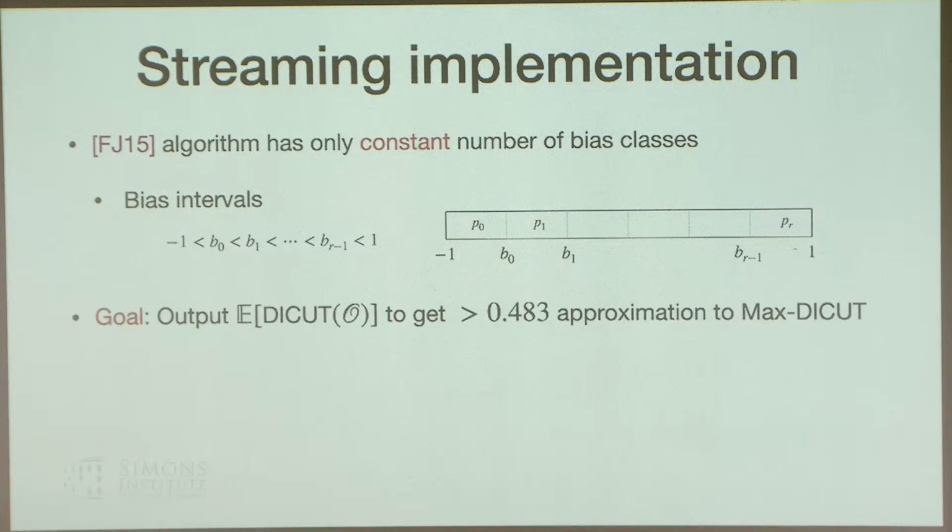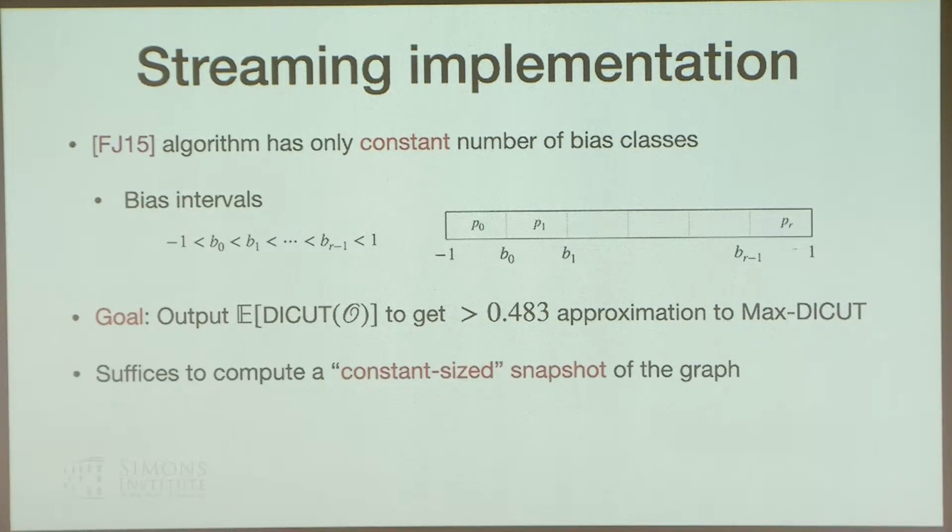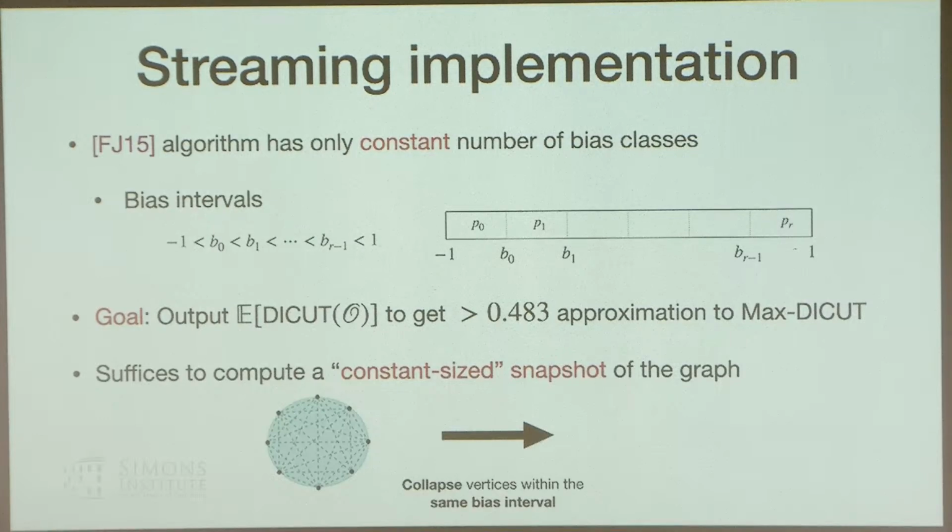What this means is that, in order to get a 0.483 approximation, I need to just compute the expected die-cut value output by this oblivious algorithm. And in order to do this, it actually suffices to compute a constant size snapshot of the graph. And what is this? Just collapse vertices within the same bias interval into a super blob or something.